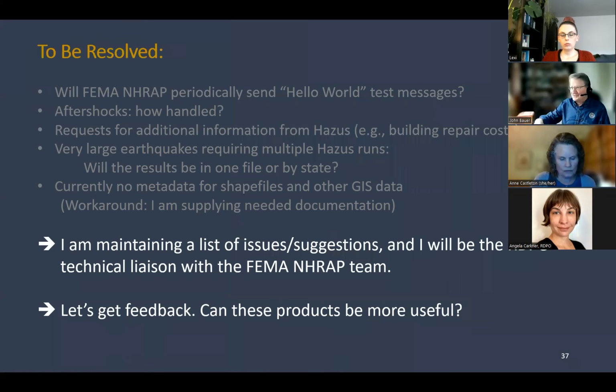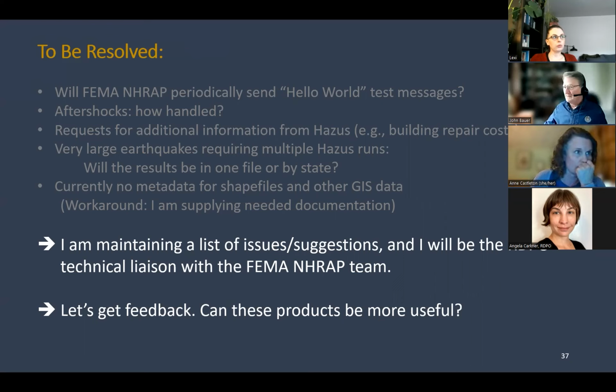Other issues to resolve, I won't get into these. I'm maintaining a list and I'm going to be the technical liaison with the FEMA NHRAP team. By the way, that practice data set, I'm happy to share it with GIS people. If you see something that could be more useful, let's speak up, and I'll summarize those concerns and approach the FEMA NHRAP team and see if we can make the output of 2PAGER more useful for your purposes.